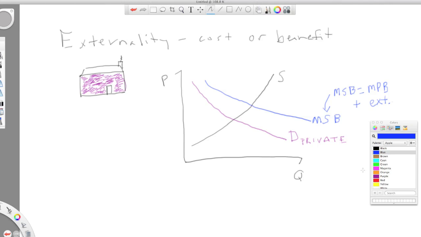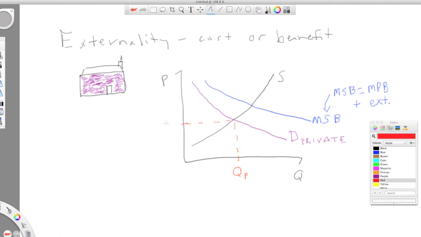So if we think about what the market is going to do, if we don't have a way to account for these benefits, we know that they exist, but we don't have a way to get them into the market transaction, and I'm just left to make my own decisions, my own choices about painting my house, then it's my marginal private benefit along with the supply curve associated with getting my house painted that's going to determine my optimal choice.